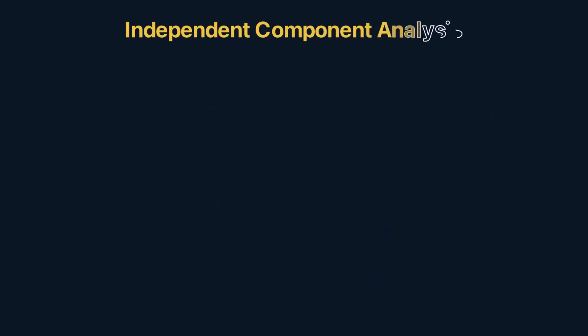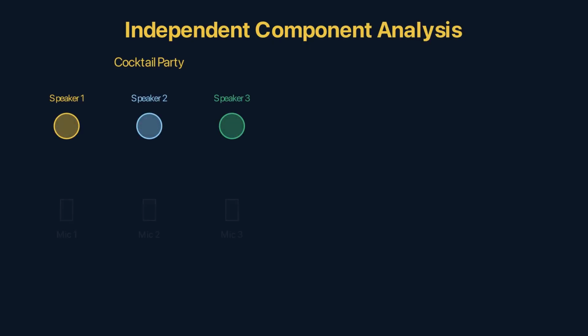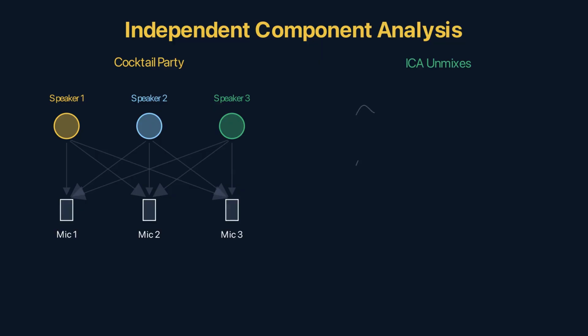Independent component analysis takes a different approach. ICA finds uncorrelated components, their covariance is 0. ICA finds statistically independent components, they share no information of any kind.